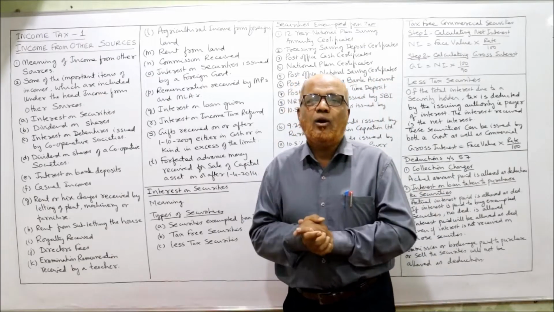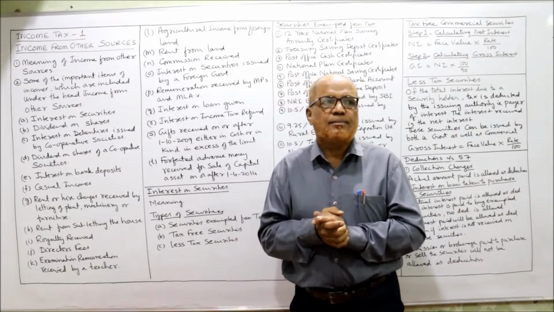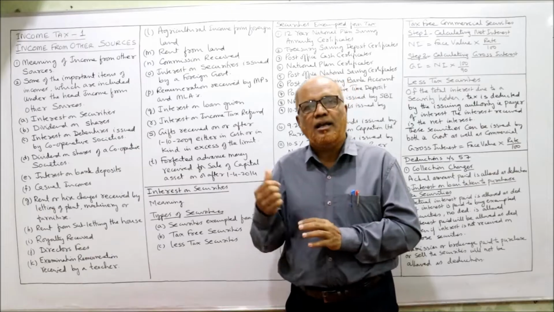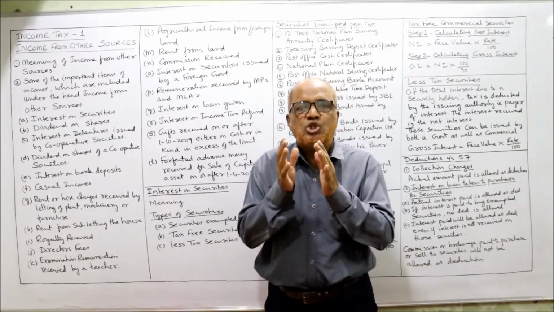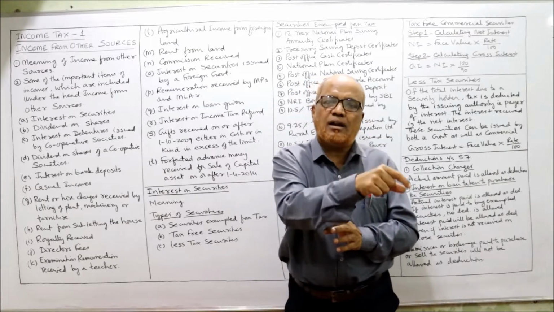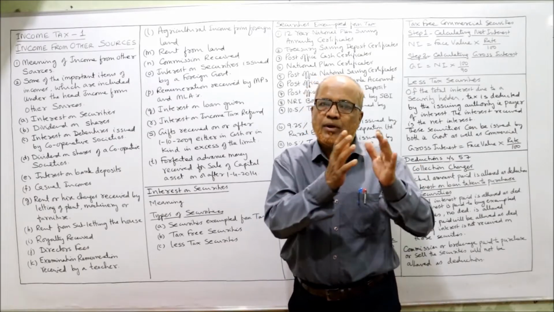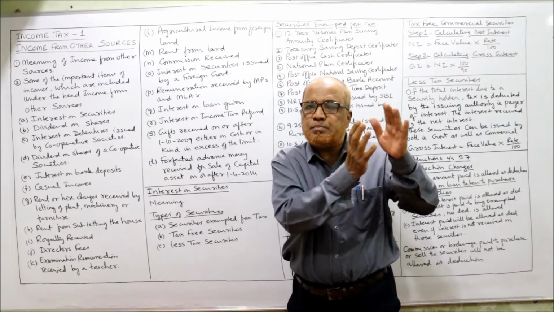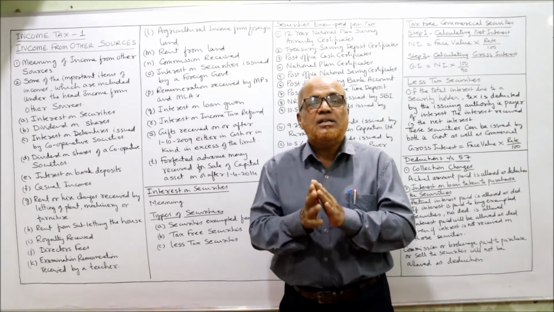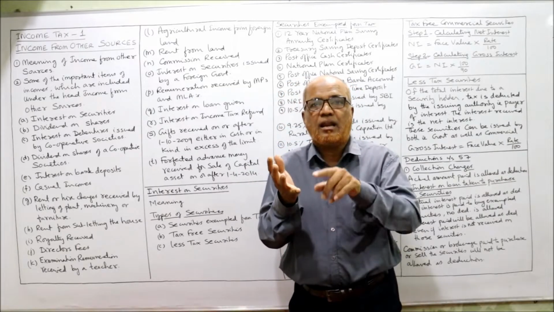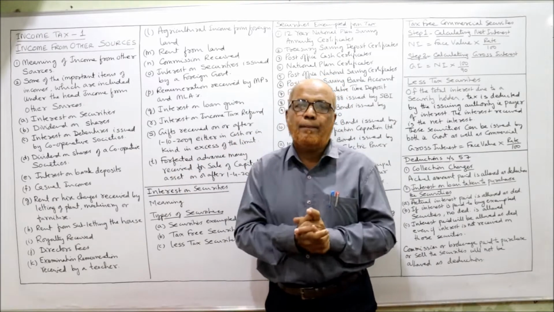Now, income from other sources. This is the residual head of income. Any income which does not fall in the first 4 heads will be put to tax under income from other sources. The Income Tax Act says, first of all, an assessee has to check whether his income falls under income from salary, house property, profits and gains of business and profession, or capital gain. If it falls into a specific head, then you have to put it taxable under that head only. If an income does not fall under any of those heads, then only it will be put under income from other sources.